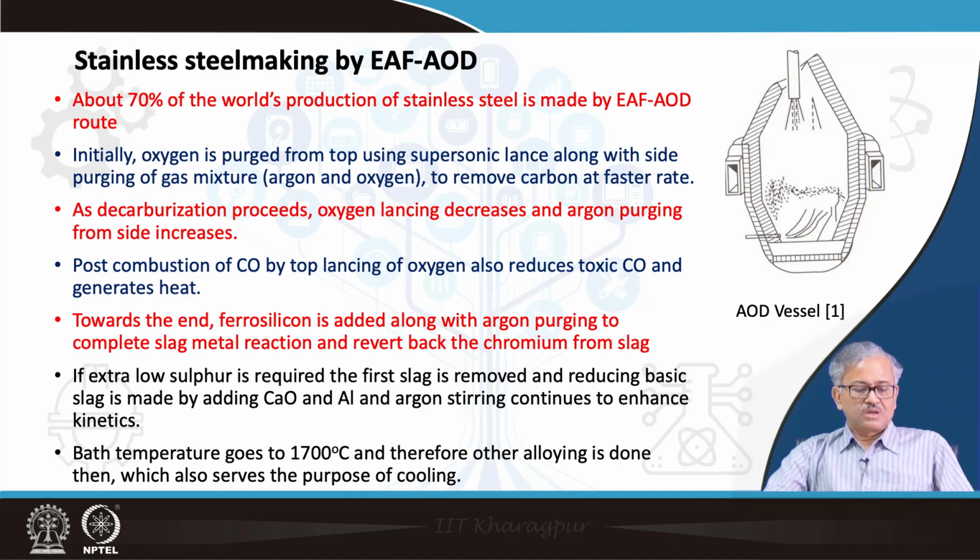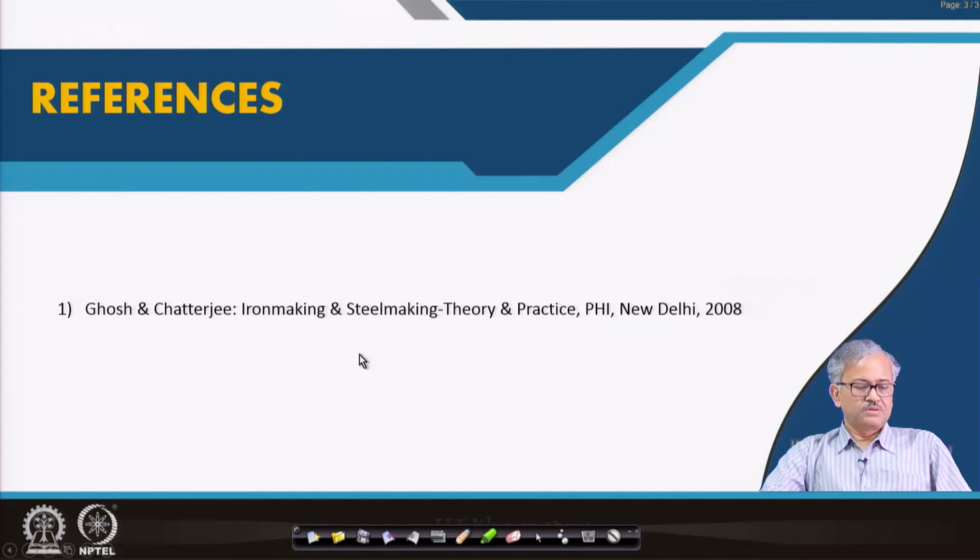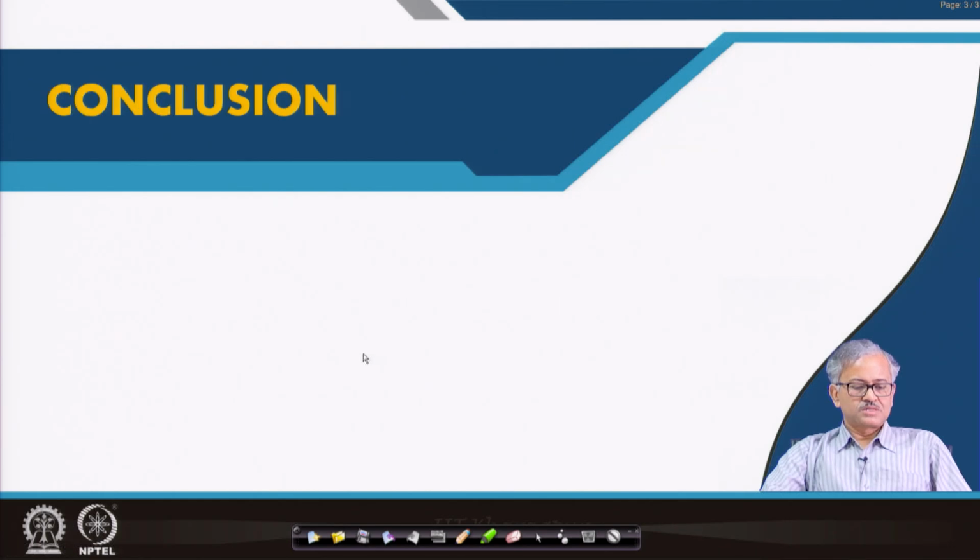If extra low sulfur steel is required, then you can take out this oxidizing slag and make a reducing slag, and under argon stirring you can carry out some desulphurization also. So this is the process, stainless steel making in the EAF-AOD route. And now, this is your reference and conclusion.